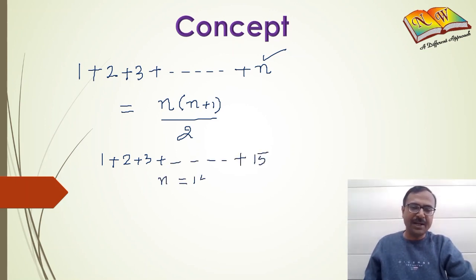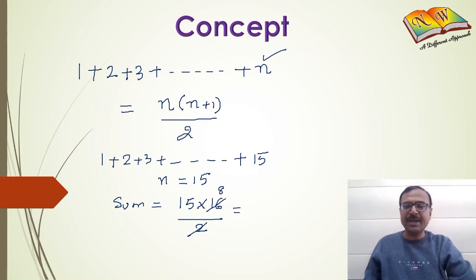For example, if you take 1 plus 2 plus 3 up to say 15, then in this case n is 15, and therefore the sum of all these natural numbers will be 15 times the next number 16 by 2. So 2 cancels 16 8 times, and your answer will be 15 times 8, which is 120. So if you add all the numbers from 1 to 15, you will get 120 as the sum.